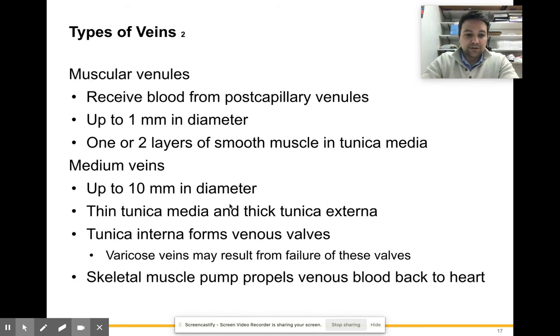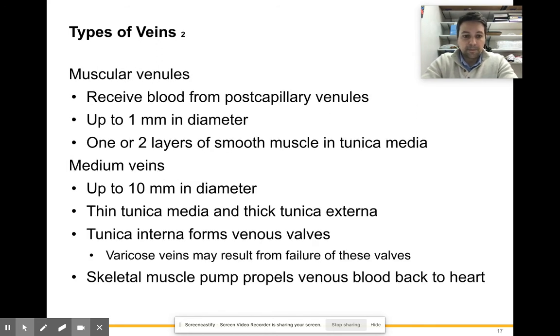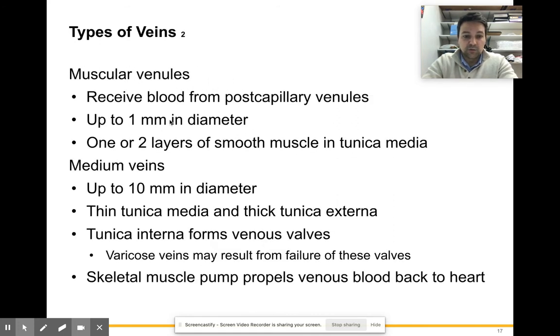Okay, we have different types of venules. We have a muscular venule, which receives blood from postcapillary venules. They're up to 1 millimeter in diameter. That's really tiny, right? Because these postcapillary ones are 10 millimeters. These are 1 millimeter in diameter. Very, very small. Then we step up to our medium-sized veins, which could be 10 millimeters in diameter.